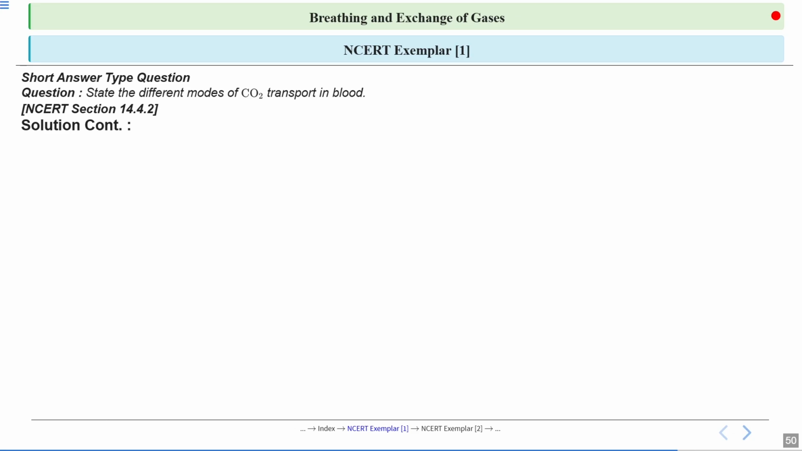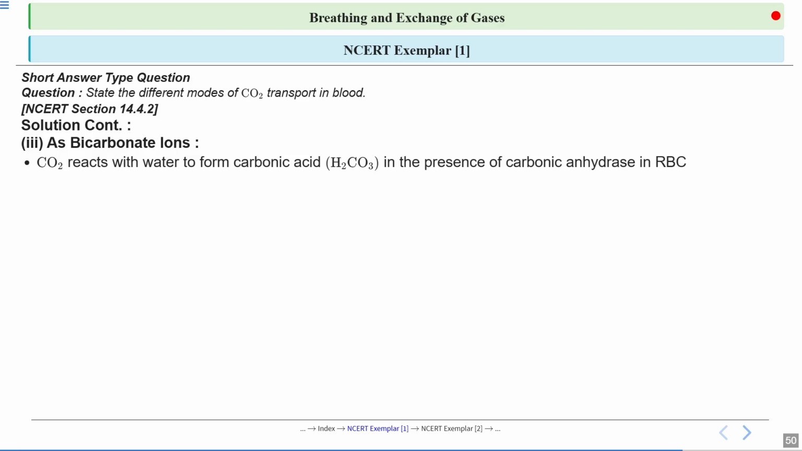Now let us see the third mode, as bicarbonate ion. This is also transported as bicarbonate ions. So CO2 reacts with water to form carbonic acid, H2CO3, in the presence of carbonic anhydrase in RBC, and H2CO3 dissociates into hydrogen and bicarbonate ion. Now this bicarbonate ion is expelled out from the RBC to the plasma.